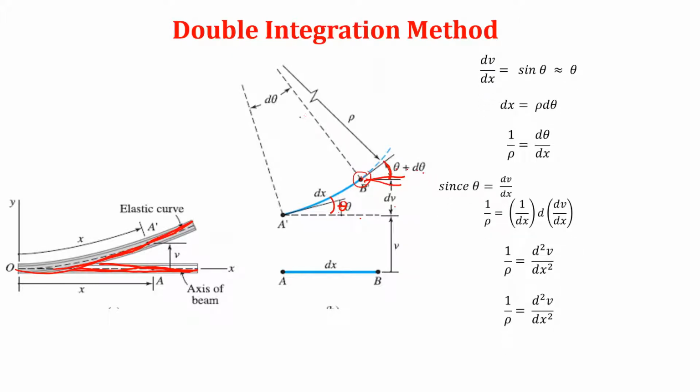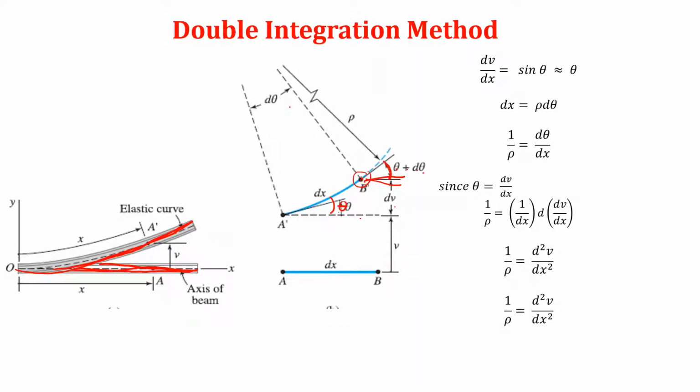So, if we are going to get dv over dx, it is like a triangle, right? So, that's equivalent to sine theta. So, dv over dx is sine theta. But, due to the fact that theta is very small, sine theta is just equal to theta, because the angle is small. So, therefore, dv over dx is equal to theta.